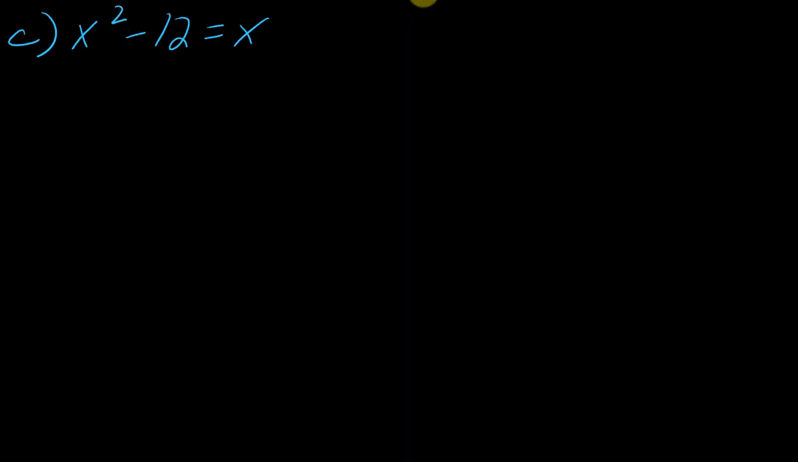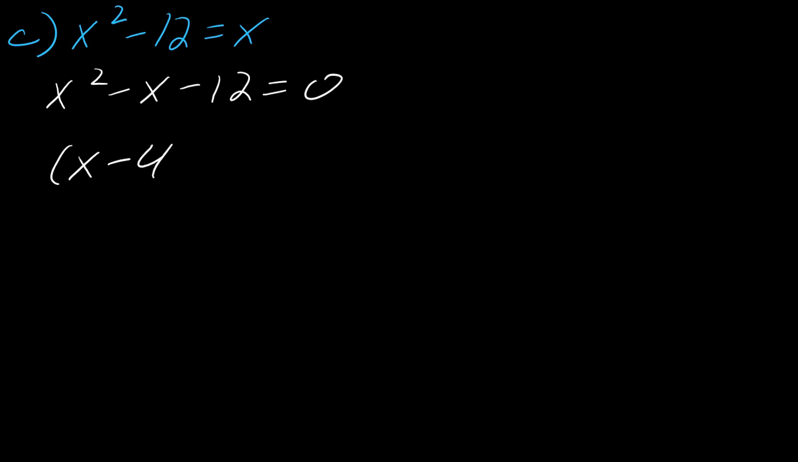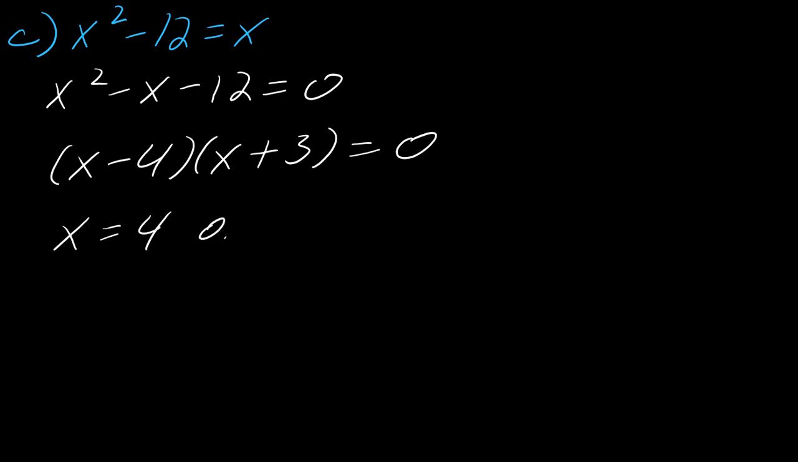Okay, so for this problem, what you're going to want to do first is bring the x over. So I want to rewrite this as x squared minus x minus 12 equals 0. And this can totally factor, so this will be x minus 4 times x plus 3 equals 0. So then my solutions are just going to be x equals 4 or x equals -3. So that's all you've got to do for that one.